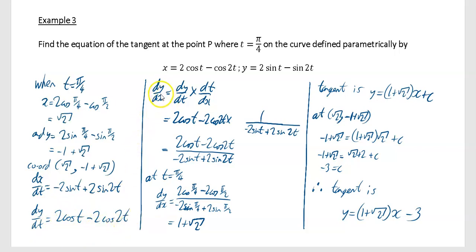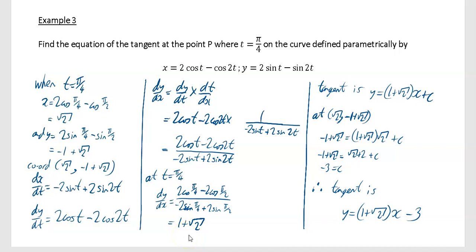So then write down your chain rule for parametric differentiation. dy by dx is equal to dy by dt times dt by dx. So that's your dy by dt times 1 over your dx by dt, which works out as this function. Its top line is 2 cos t minus 2 cos 2t, bottom line is minus 2 sine t plus 2 sine 2t. So at t equal to pi over 4, I've just put that into my calculator, and what I got as my exact value for my gradient is 1 plus root 2.